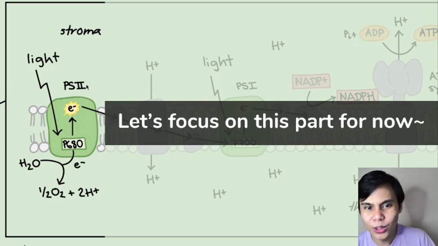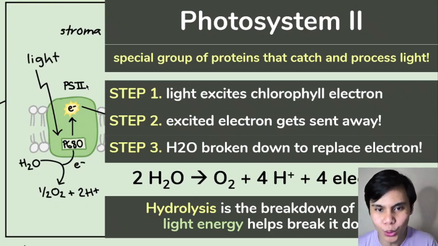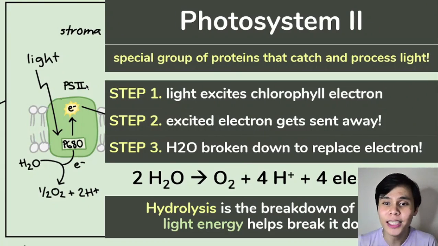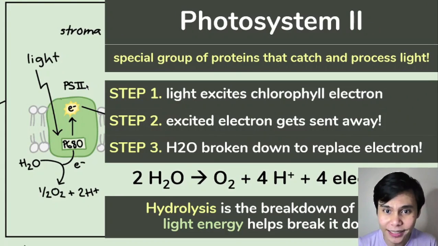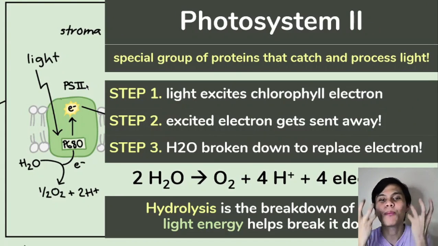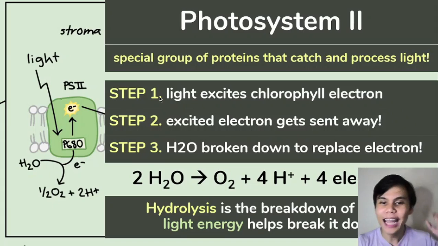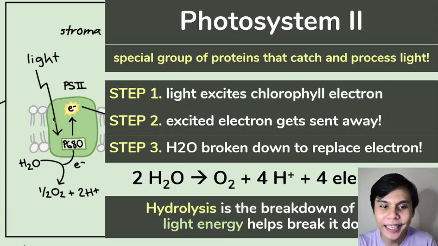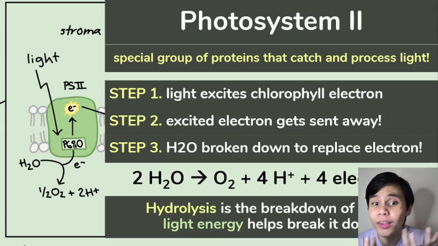So it says PS2 over there, that's photosystem 2. This is a special group of proteins that catches and processes light. So again, a photosystem catches and processes light. So step one, what happens is that light excites a chlorophyll electron. The light comes in here and excites an electron in a chlorophyll molecule.